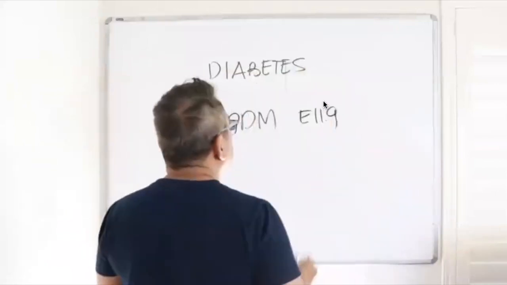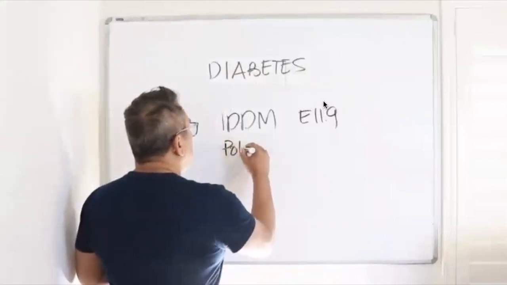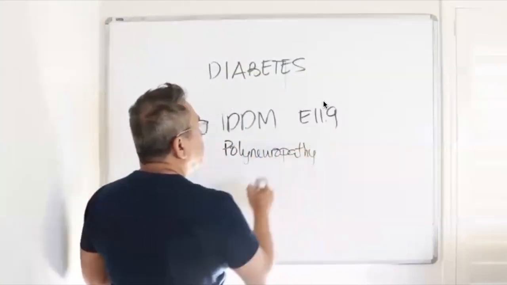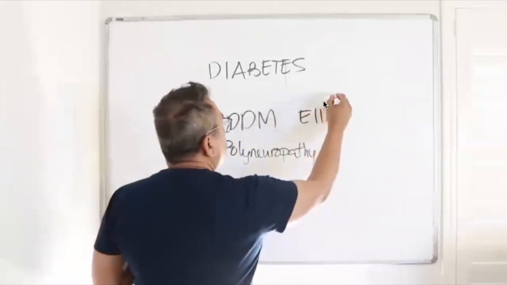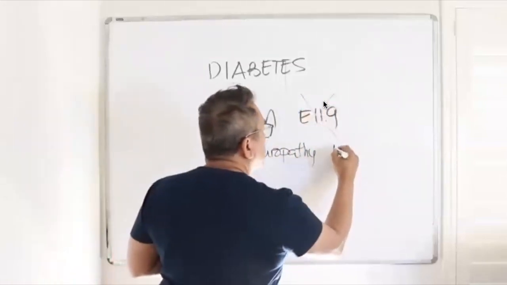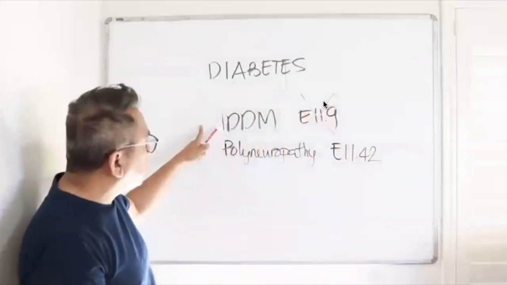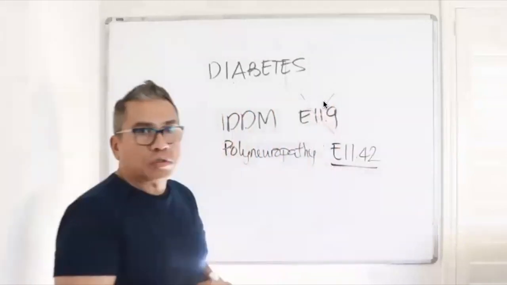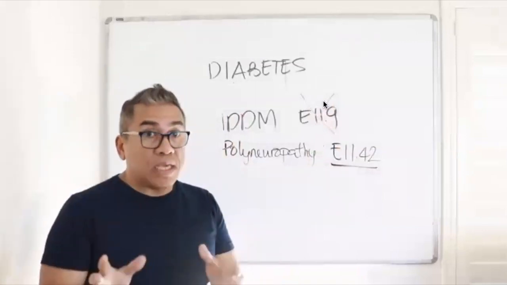Now, to give an example, if the patient has IDDM and also polyneuropathy, this is the peripheral neuropathy that I gave you, you no longer apply the unspecified code, but rather you assign a combination code that captures the diabetes and also the polyneuropathy. And this is the combination code that I'm referring to. So that is what this diabetes rule means.